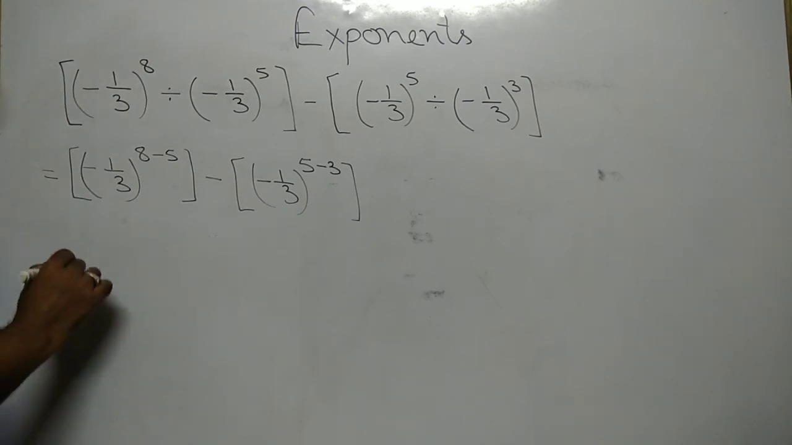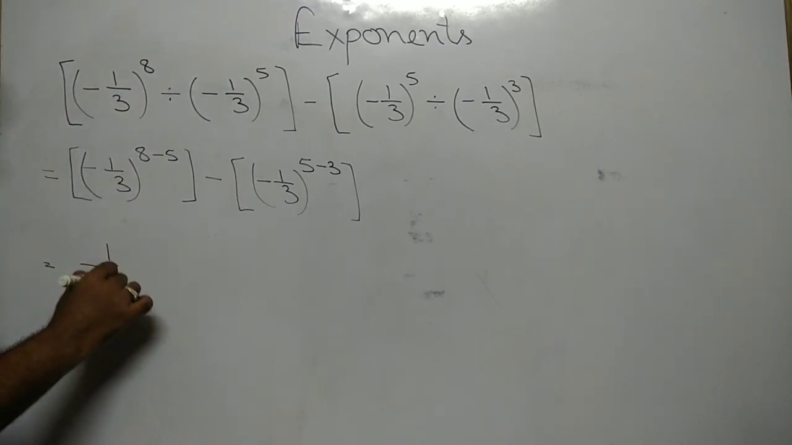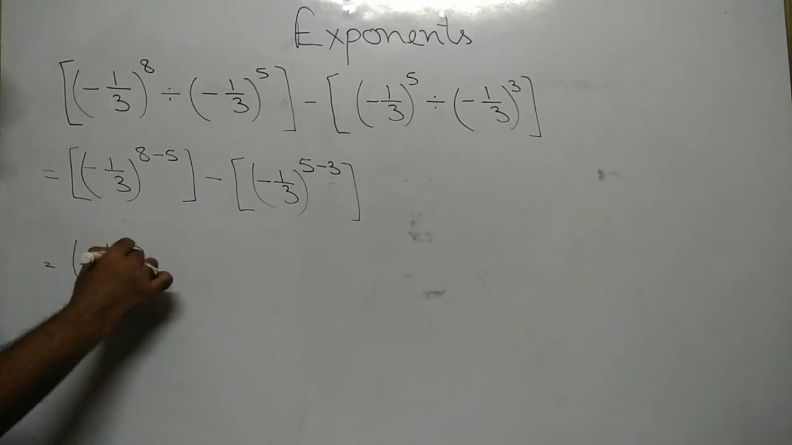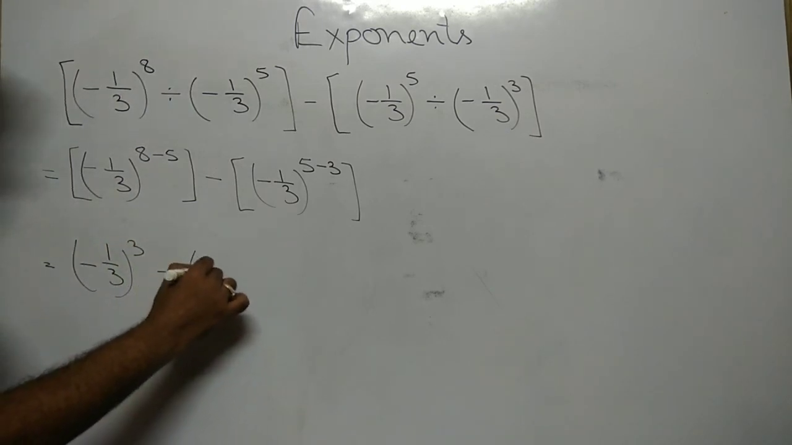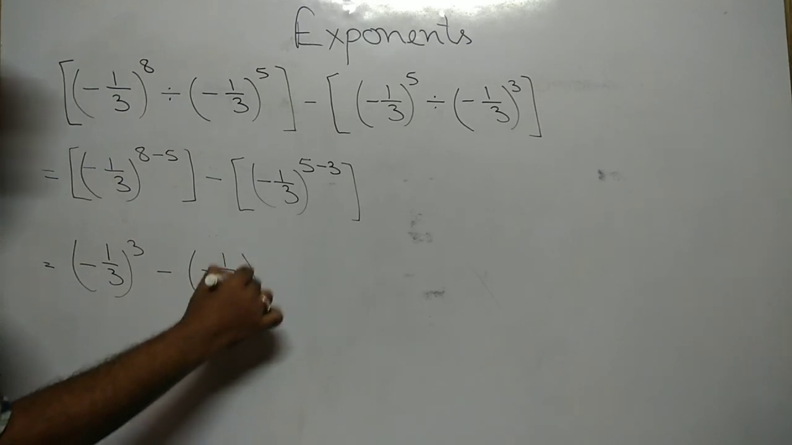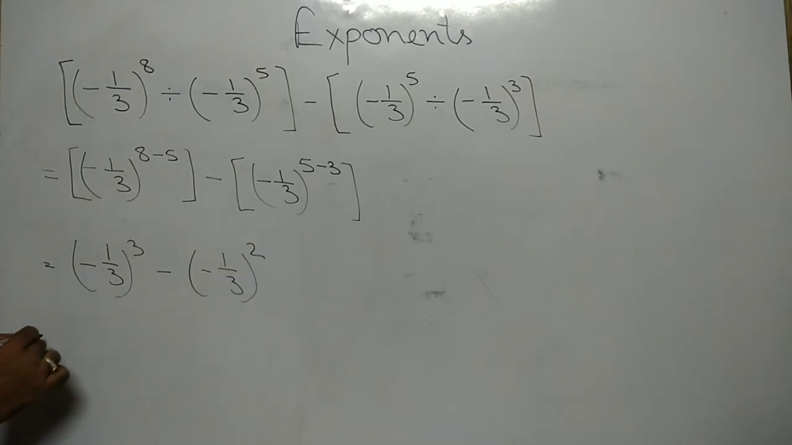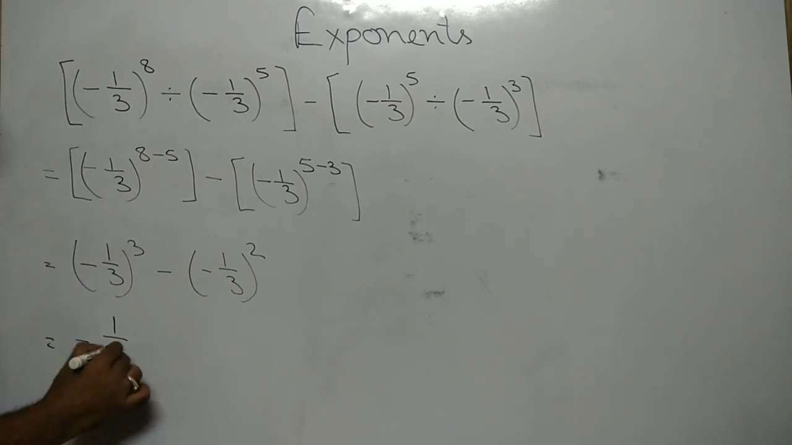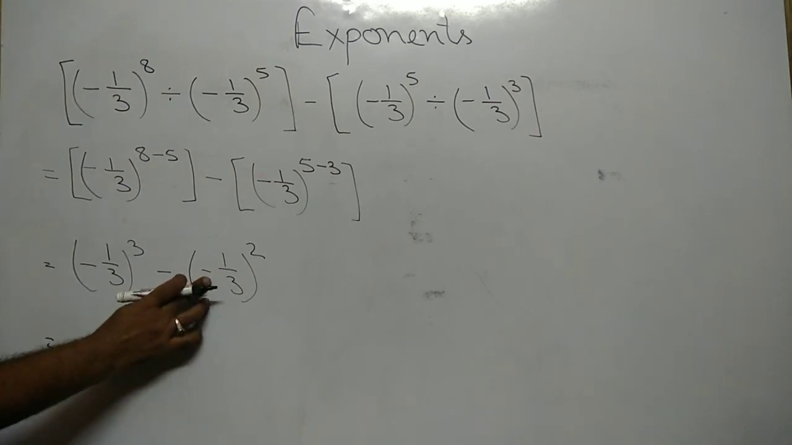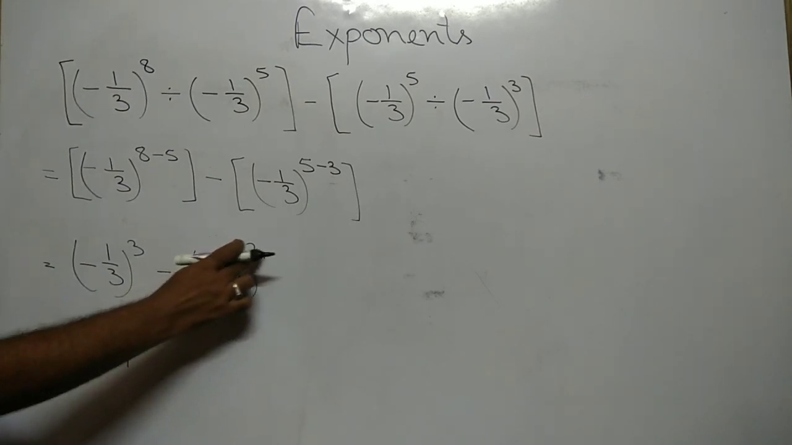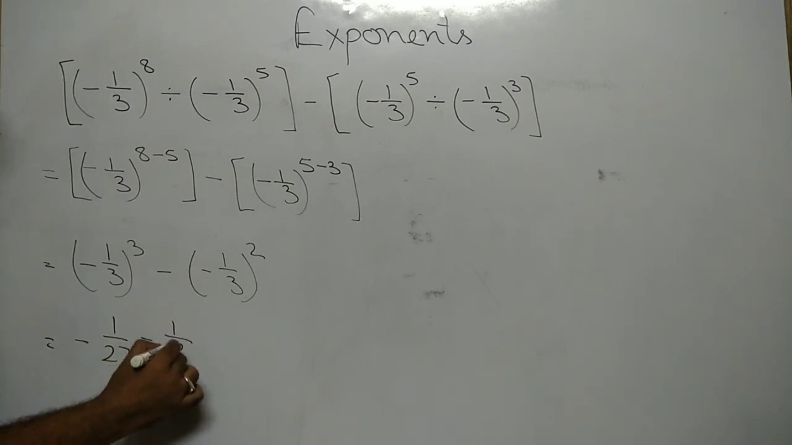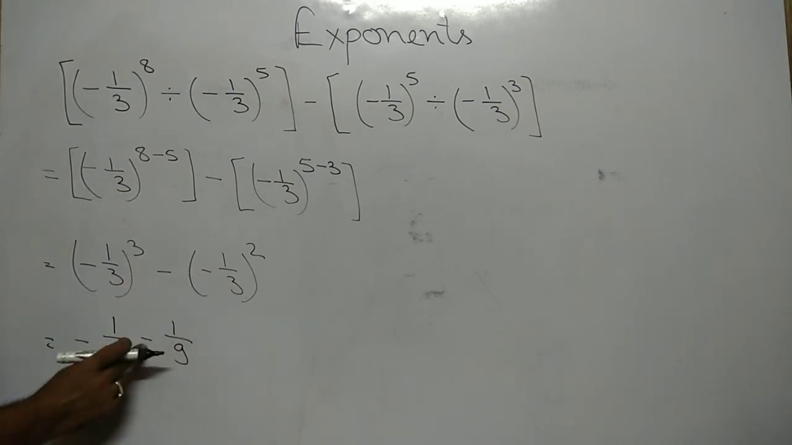In this case we can say minus 1 upon 3 whole to the power 3, minus minus 1 upon 3 whole to the power 2. Now we are going to simplify the powers. Here a negative base is there with an odd power, so the answer must be negative, minus 1 upon 27, minus, here minus base but even power, so it's 1 upon 9, so minus plus is minus.